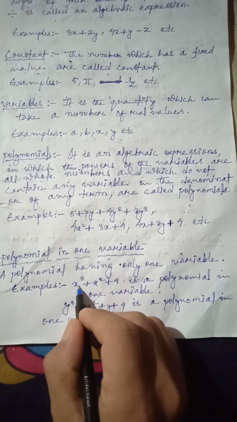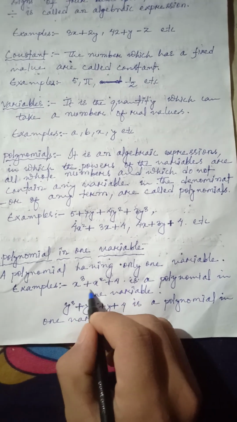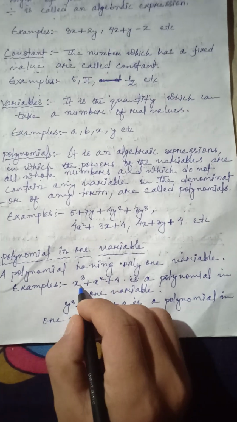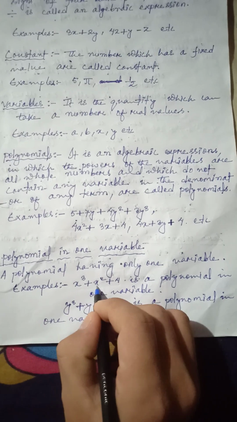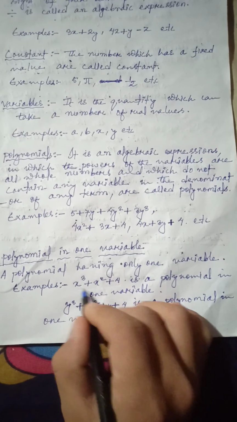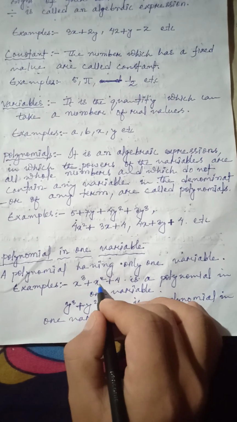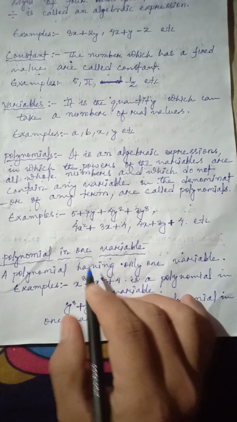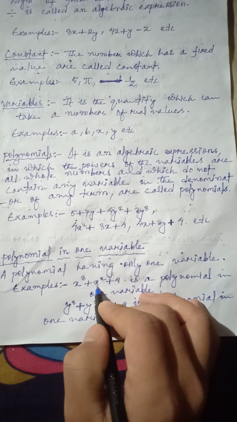So if this is the polynomial that we are given, then their power should be x, and even here their power should be x. There should not be any difference in them. If it is x here, it should be x here in order to be a polynomial in one variable. Okay?